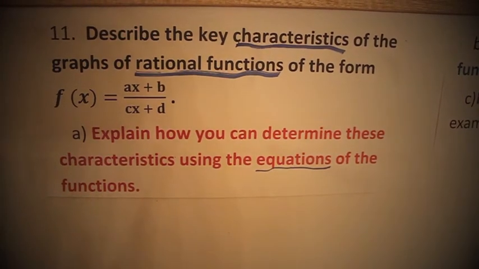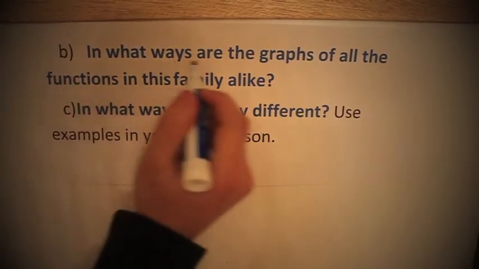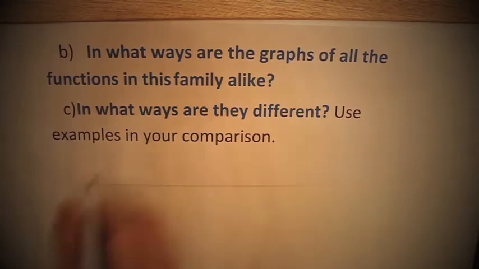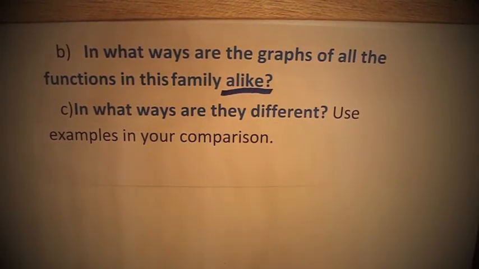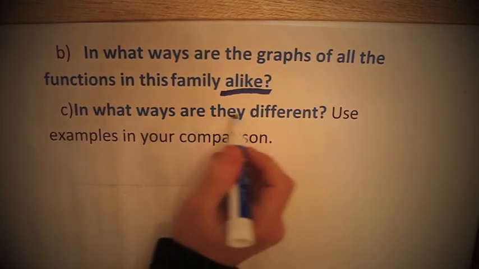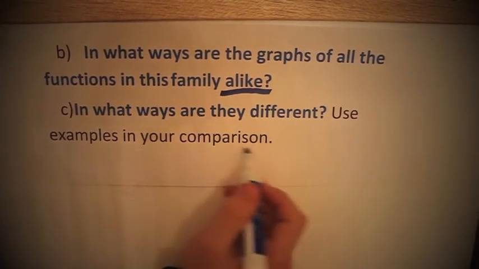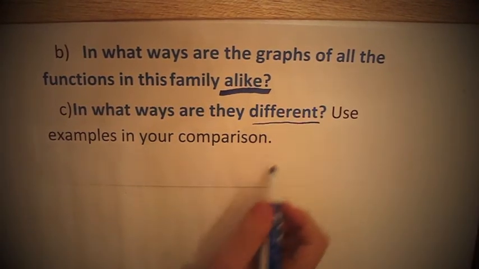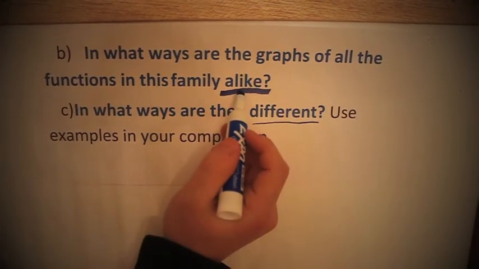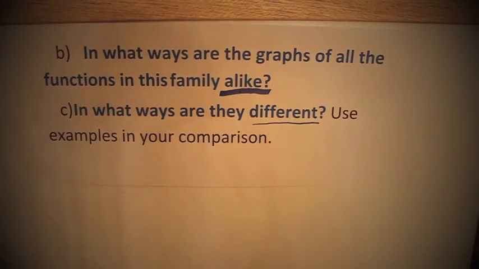Part B states, in what ways are the graphs of all the functions in this family alike? The importance in this part is finding similarities between each rational function. Part C states, in what ways are they different? Use examples in comparison. This part deals with differences between rational functions and is basically the opposite of Part B, which is finding similarities.